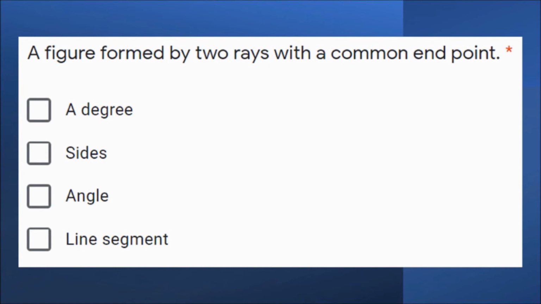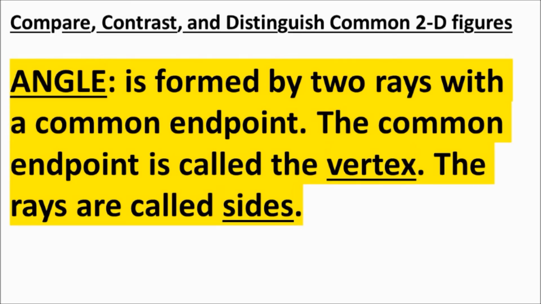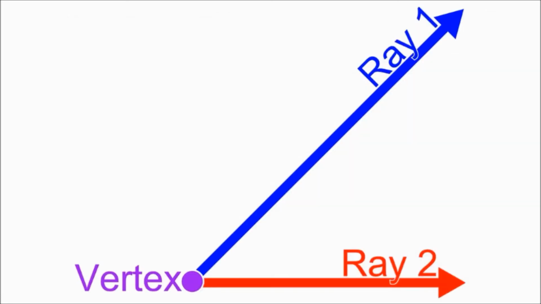A figure formed by two rays with a common endpoint. A degree, sides, angle, line segment? Allow the children to answer. Angle, which is formed by two rays with a common endpoint. The common endpoint is called the vertex. The rays are also called sides. Here's an example.